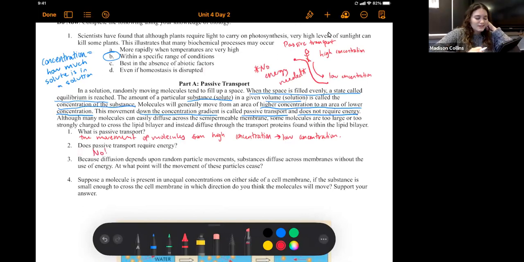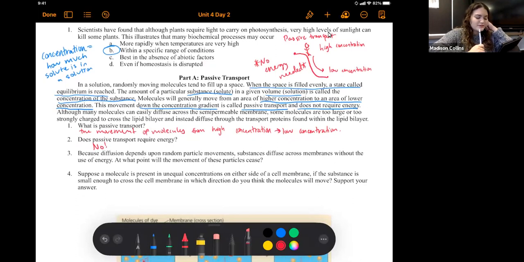All right, now number 3, because diffusion depends on random particle movements, substances diffuse across membranes without the use of energy. At what point will the movement of these particles cease? So particles are always moving around us, so they never really stop. But this question is asking you, when will a certain state be reached? These molecules are going to keep moving until they reach what we call equilibrium.